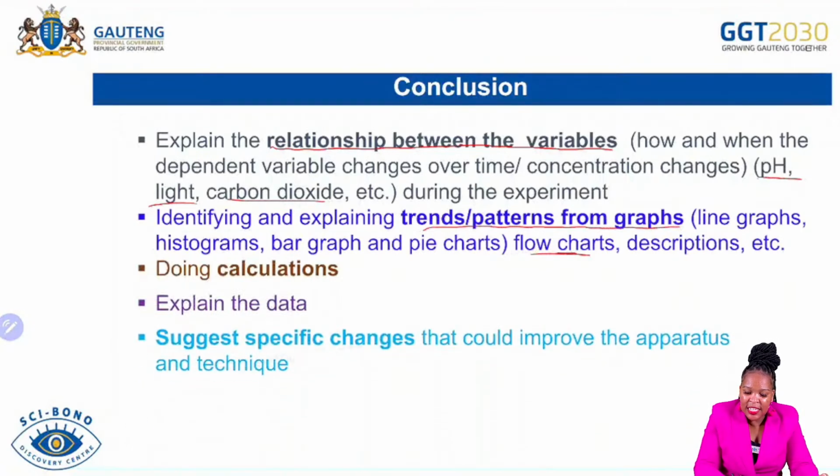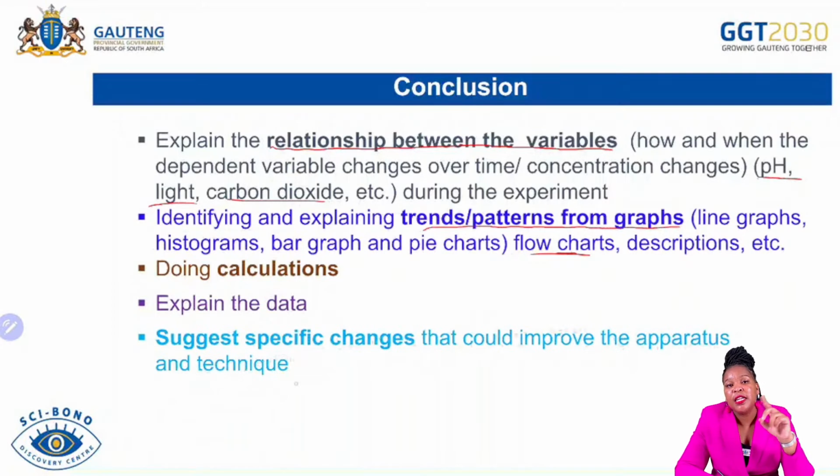and then you can suggest specific changes that could improve the apparatus or the techniques. Remember, we said you need to record even the things that went wrong. So when you record those, they will also inform you when you attempt to do the same experiment again on the factors that you need to look out for or to change or to control. So please make sure that you have all of that.